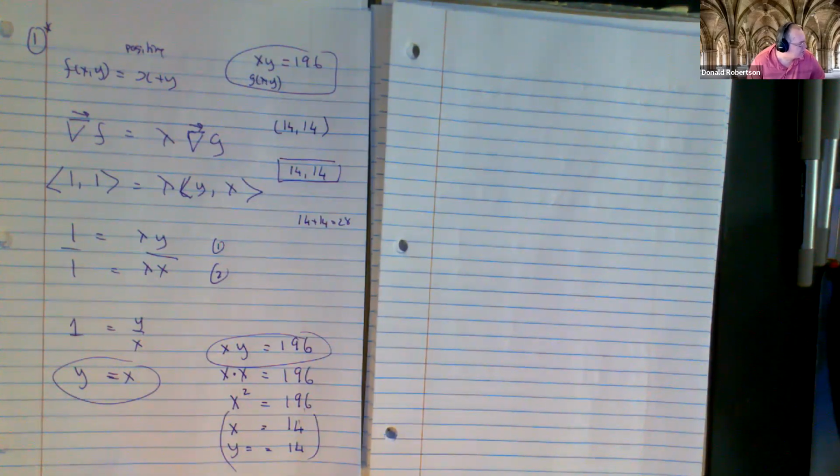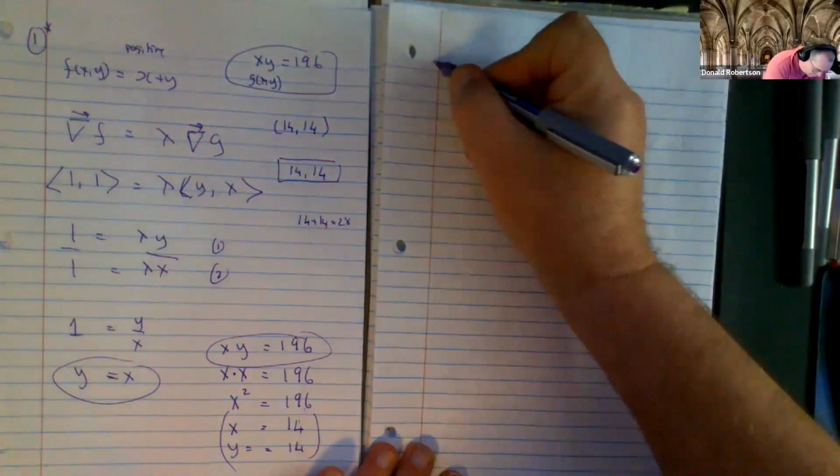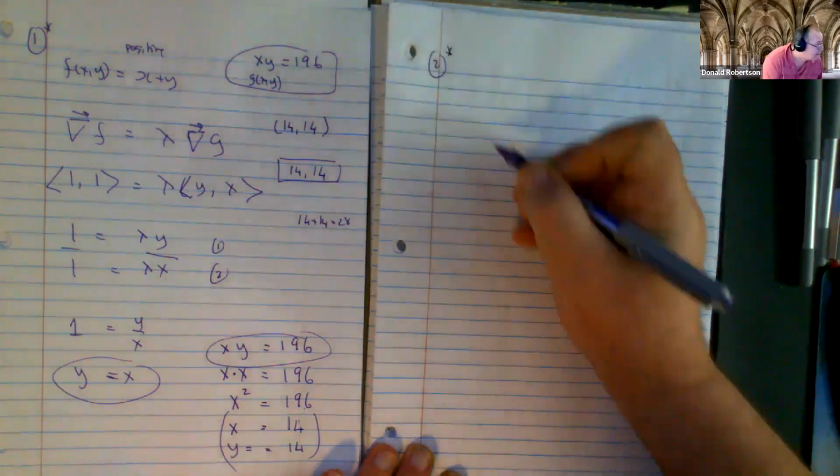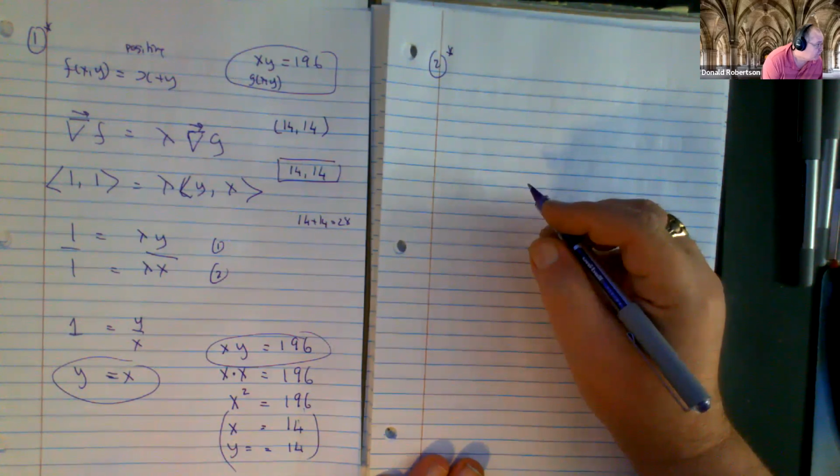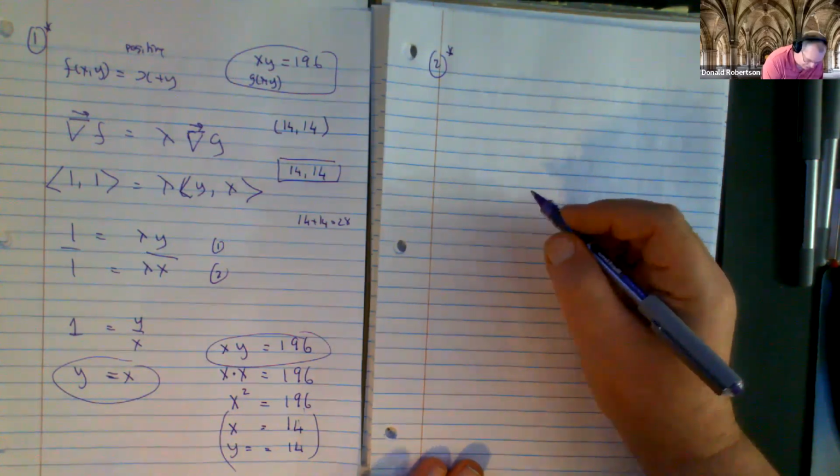Okay, let's try the next one. Puzzle 2. Use Lagrange multipliers to find the dimensions of a rectangle with perimeter 160.